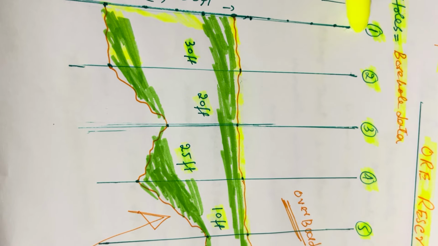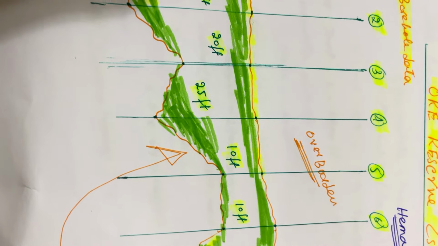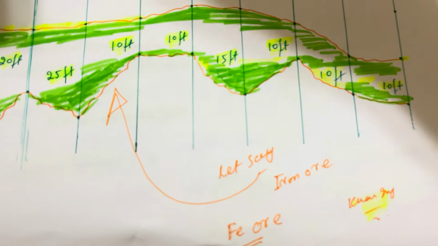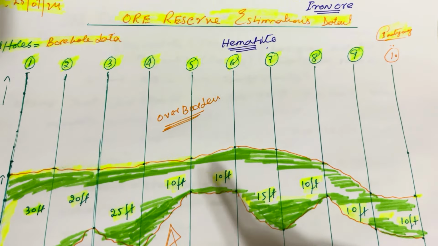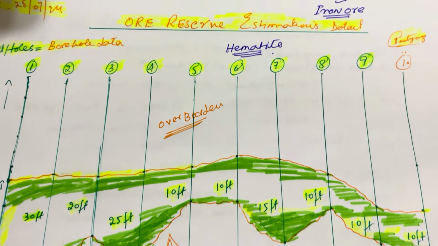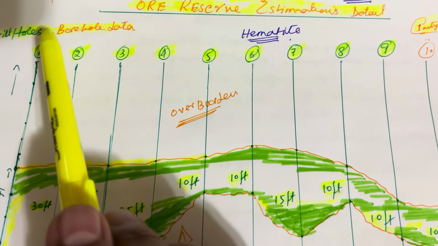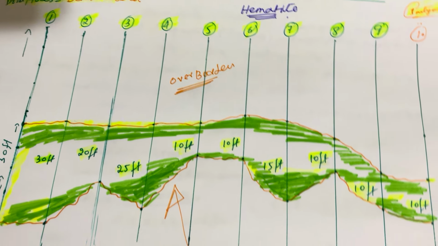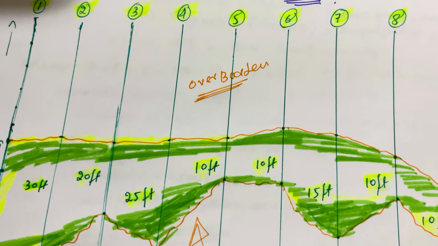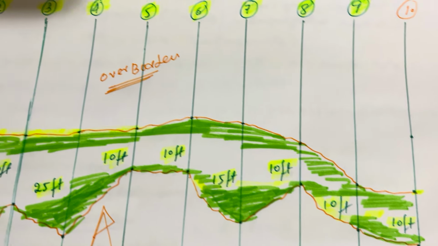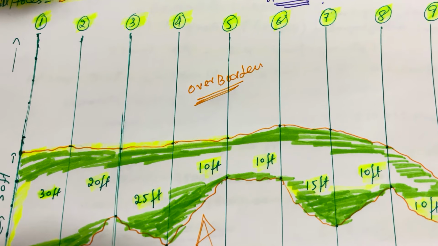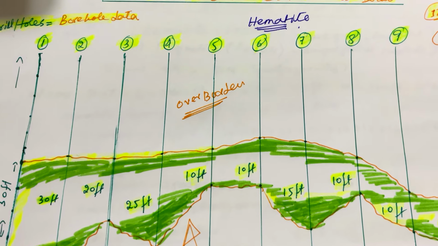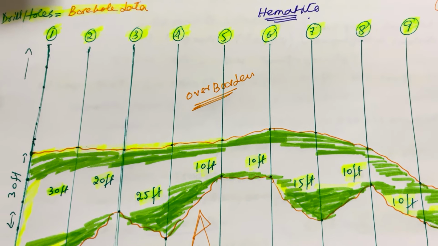We assume that we have 10 holes. Let me show you. So this is 1, 2, 3, 4, 5, 6, 7, 8, 9, 10. This is the cross section of 10 boreholes, and the borehole length is 100 feet, and after every 10 feet or 5 feet, let's say we calculate the core data.